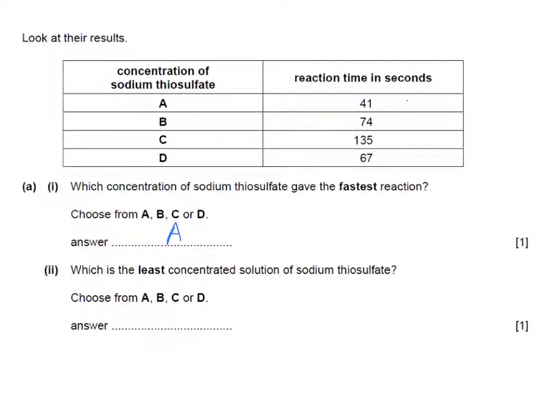Now, which is the least concentrated solution of the sodium thiosulfate? That will give us the slowest reaction, which will be the longest time, and the longest time is for C, 135, so the answer to this one is C.